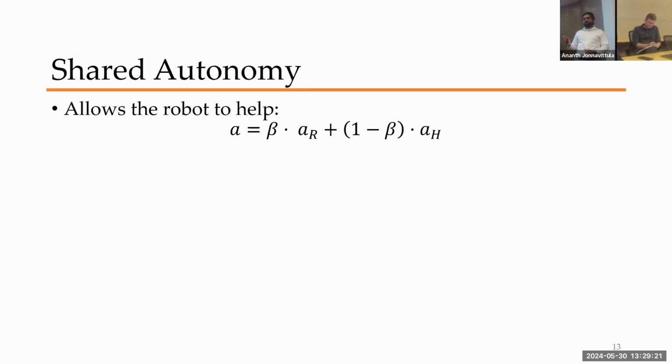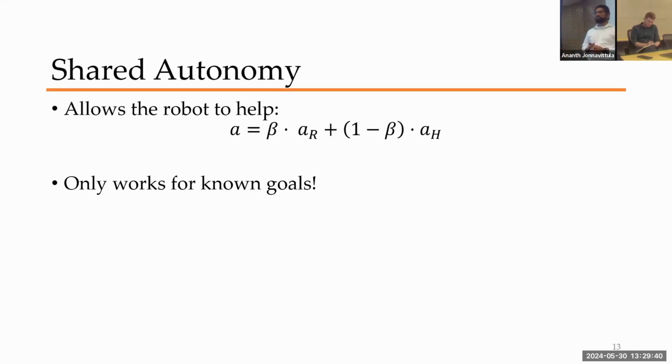The idea here is that instead of just having the robot run the full task or the human do the full task, we have this blending where both actions are acted upon. They're arbitrated using the confidence in how well the robot thinks it knows the task. But of course, the primary issue here is, if you don't know the goals ahead of time, then you cannot use this. So this severely limits the use of shared autonomy.